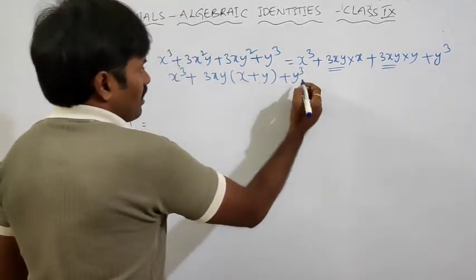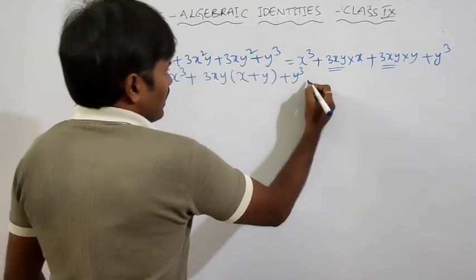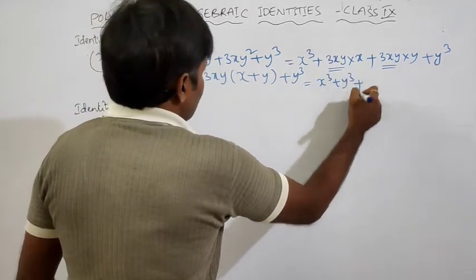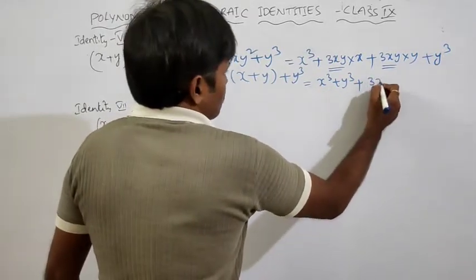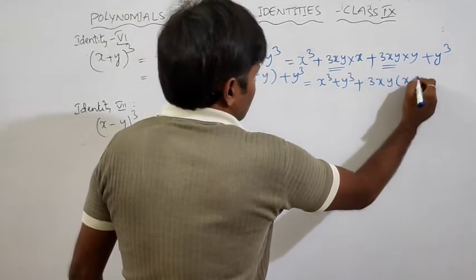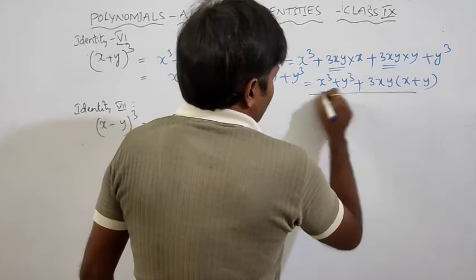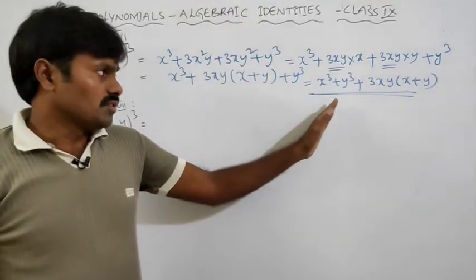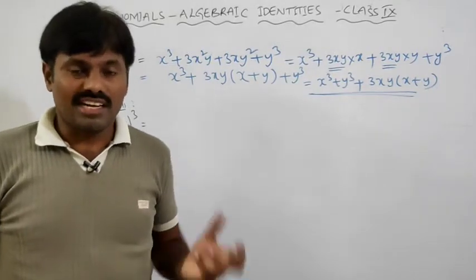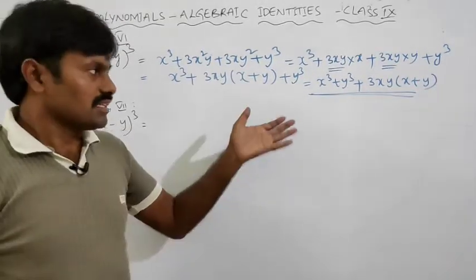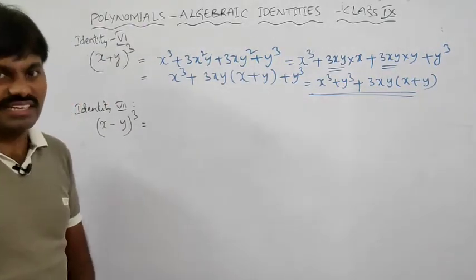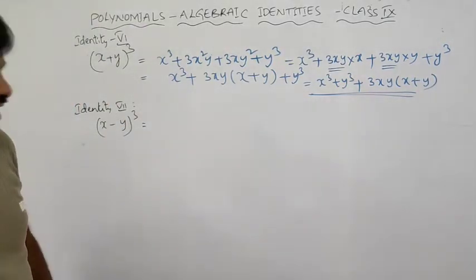Now, to make it easier to understand, I am writing it like this. See, x cube plus y cube on one side, plus the other term 3xy into (x plus y). It is the most important formula or identity we use to solve some tricky problems. Yes, we will see applications of these problems after completing the explanation of this identity 7.